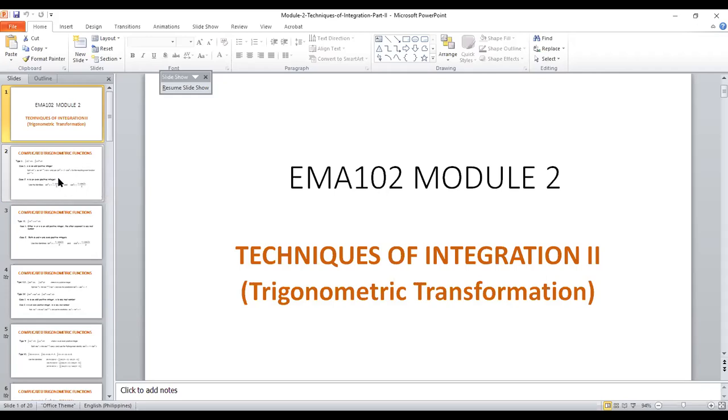Although I have labeled this slide as part 2 of the techniques of integration, specifically mentioning trigonometric functions, the last part of the slide talks about integration by parts. That is for those that have already listened to the entirety of the slide.